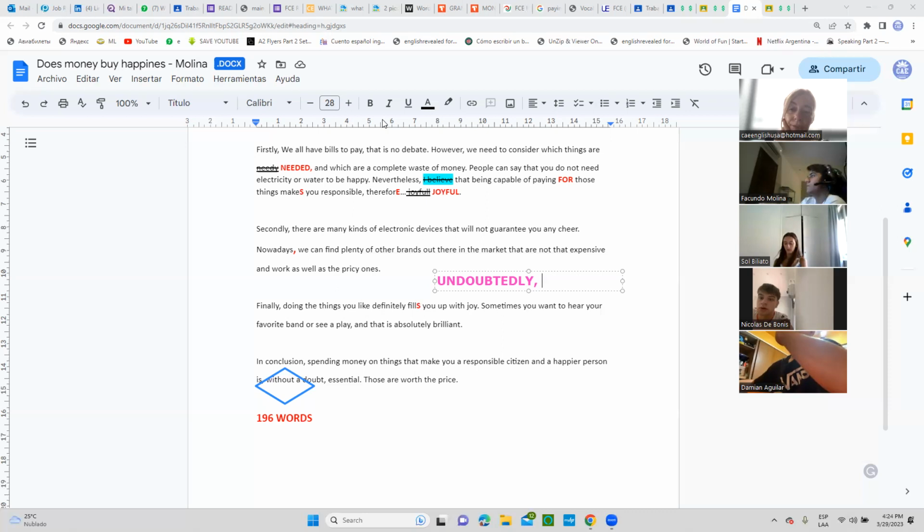This is another good word to begin a sentence. Me acuerdo, para arrancar la introducción. ¿La puedo seguir usando o la tengo que cambiar? O sea, si lo escribo bien, undoubtedly. Maybe not in the first sentence of the introduction, but maybe in the second sentence. Okay. Yes. Now we are going to see some introductions.